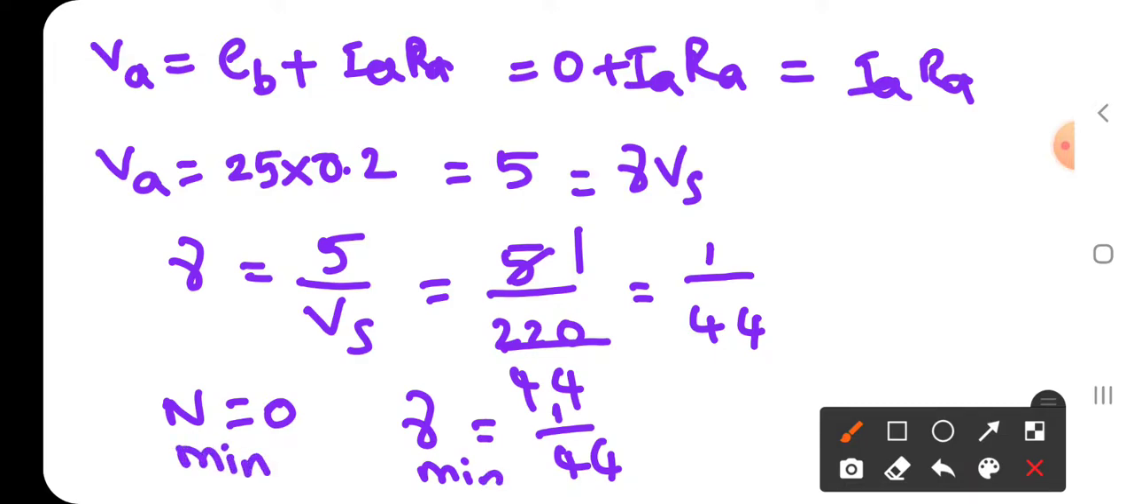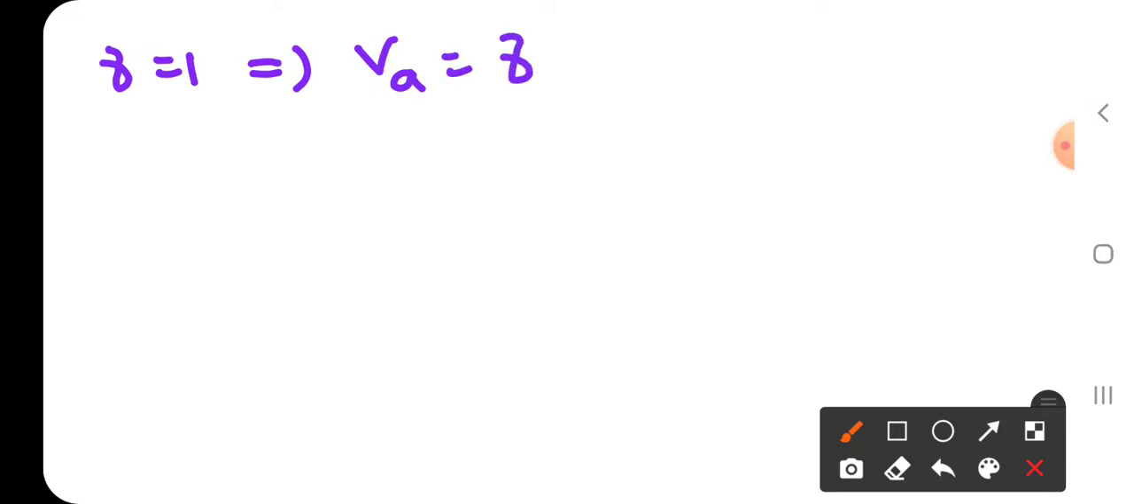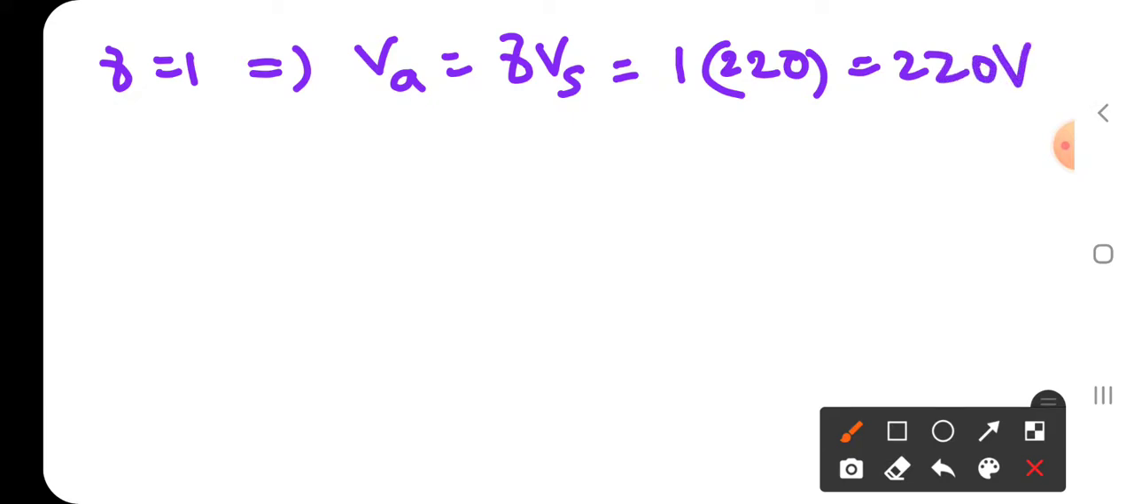Okay, now we go to the extreme level, that is maximum. How do we find maximum? Here we assume gamma is equal to 1. Then what is VA? VA is equal to gamma into Vs. This is 1 into 220. This value is 220 volts.